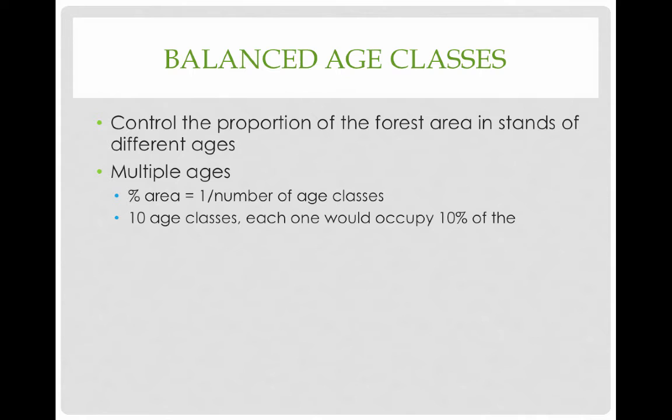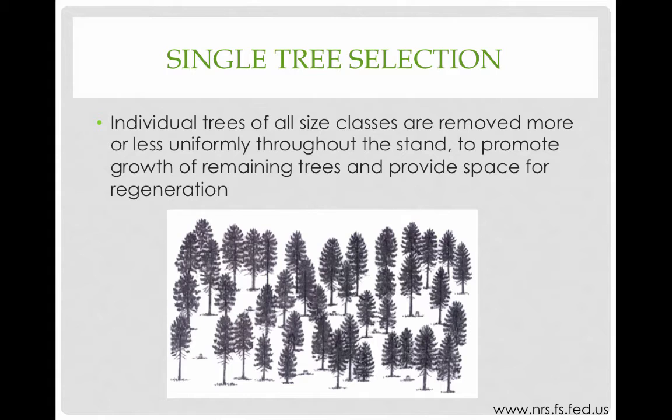So it's this idea of balancing the proportion of the area in these different age classes. So let's talk about these different systems. We talked about single tree, and we're also going to talk about group selection. So a single tree selection is individual trees of all size classes. So all size classes, what I'm talking about is diameter classes from small to large, are removed more or less uniformly throughout the stand to promote the growth of remaining trees and provide space for regeneration.